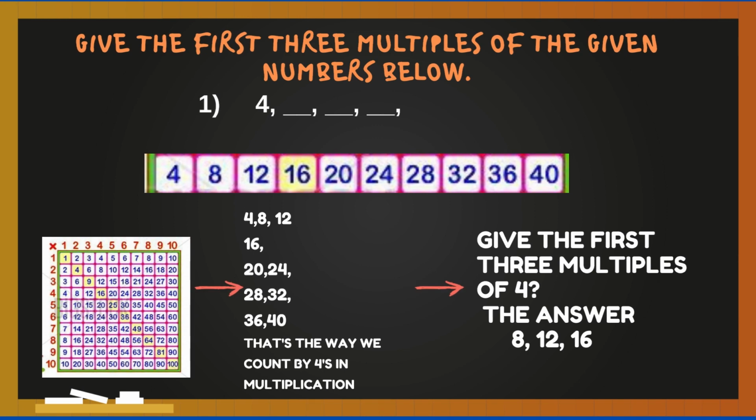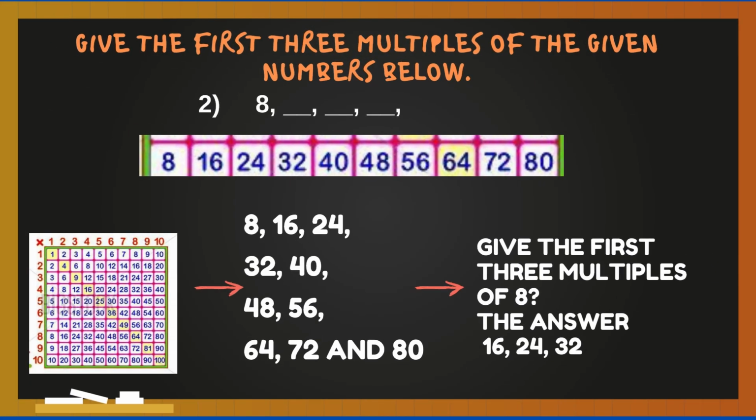Question number 1, multiples of 4. But before that, let us sing the multiples of 4. 4, 8, 12, 16, 20, 24, 28, 32, 36, 40. That's the way we count by fours in multiplication. So the first three multiples of 4: kapag ang 4 dinagdagan ng 4 ay 8, ang 8 dagdagan ng 4 ay 12, 12 dagdagan ng 4 ay 16, and so on and so forth. So ang sagot po natin ay 8, 12, 16.